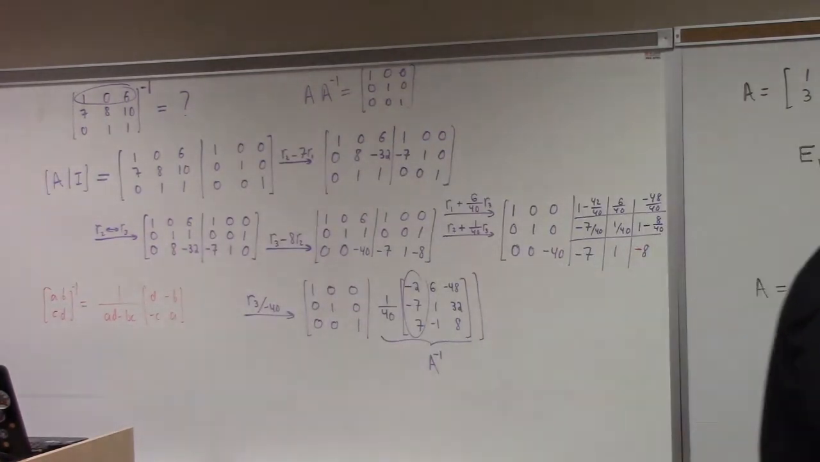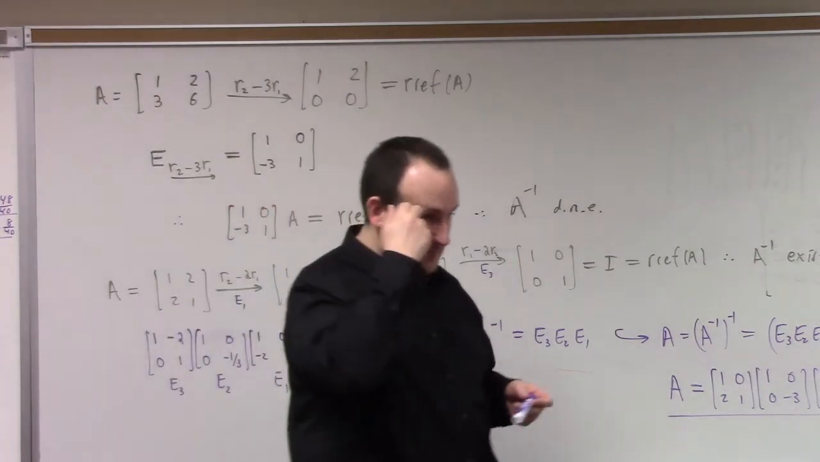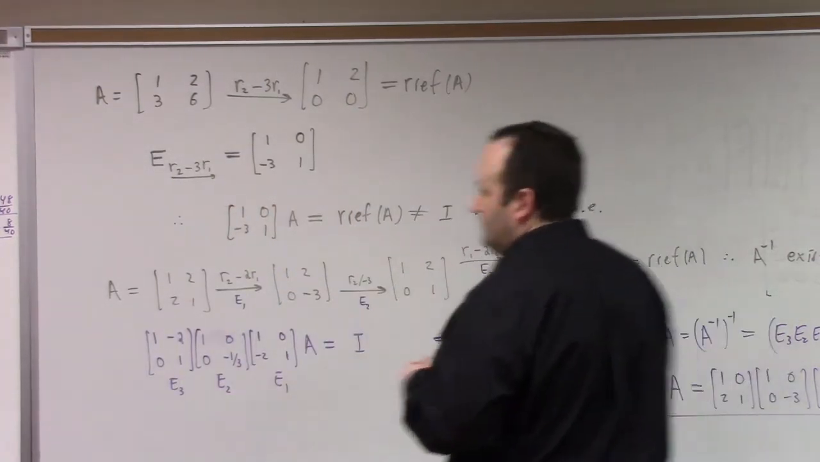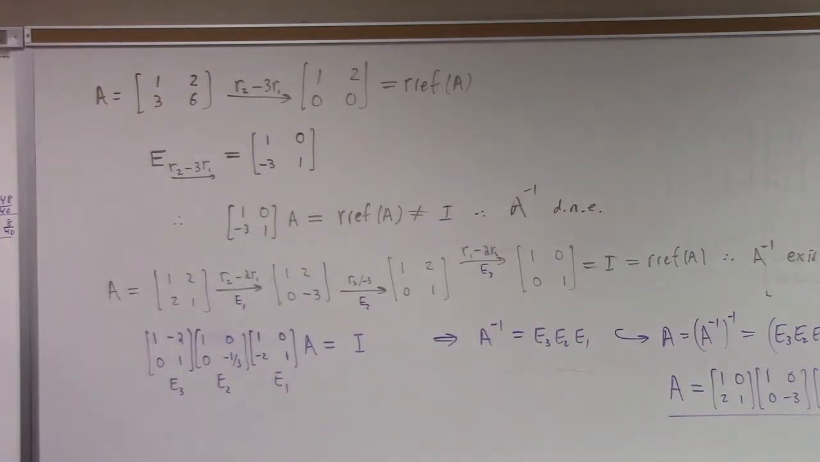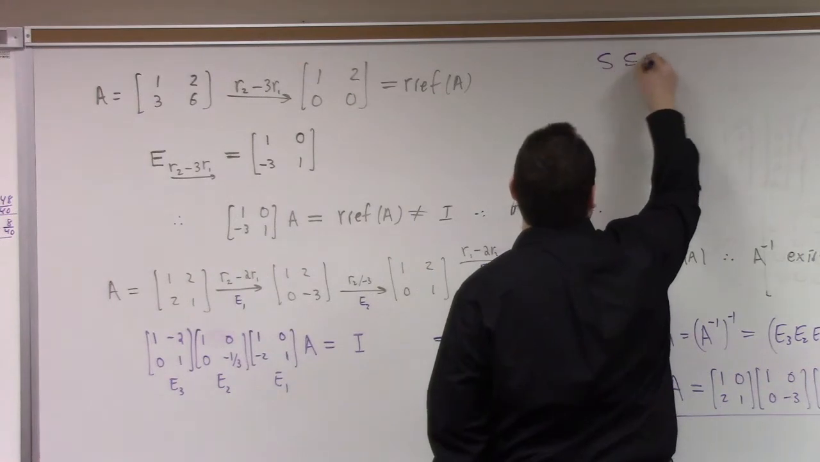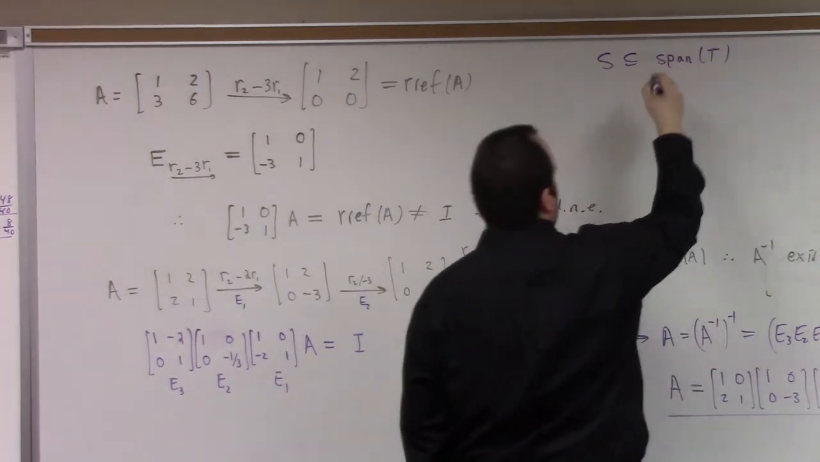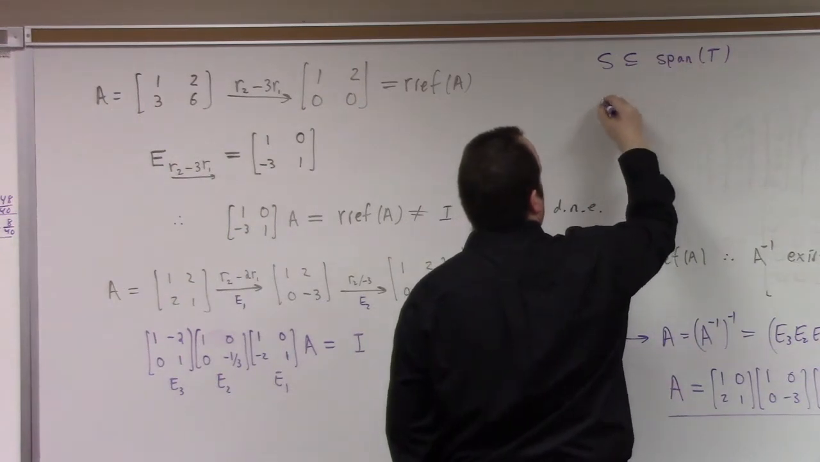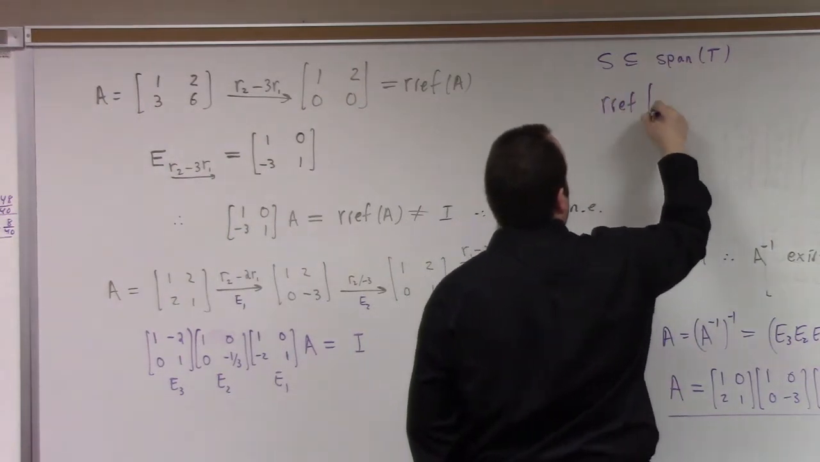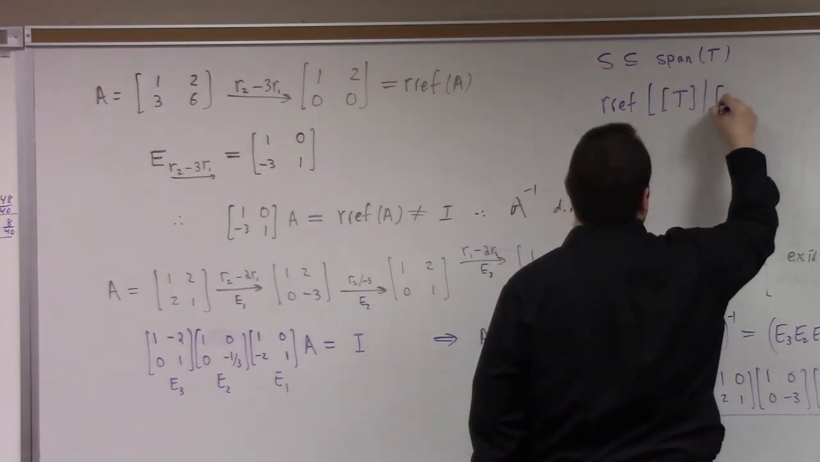Anyway, do you guys have other questions about homework? Oh, yes. On problem 30, what does it look like for S to be a subset of the span of T? Okay, so to see if S is a subset of the span of T, what you want to do there is look at the reduced row echelon form. The question is, what is the reduced row echelon form of T with S like this?